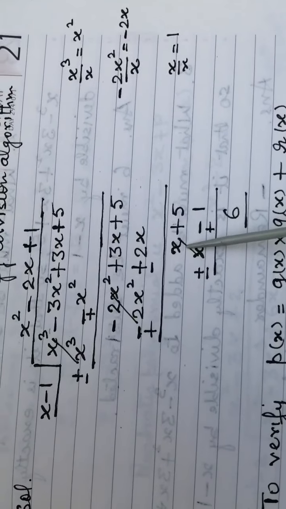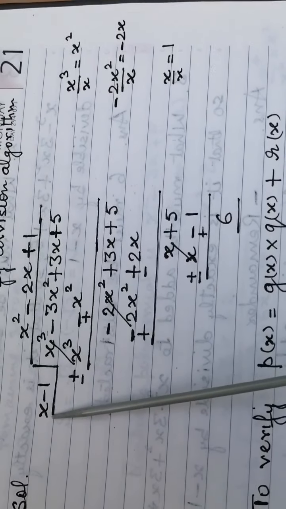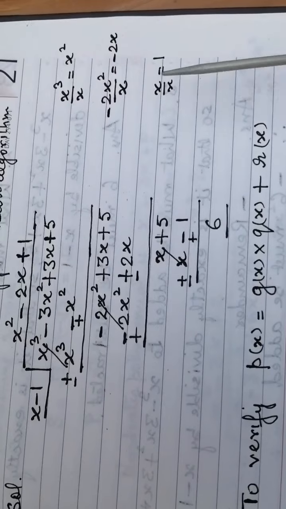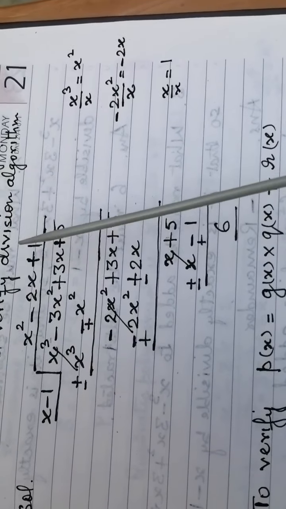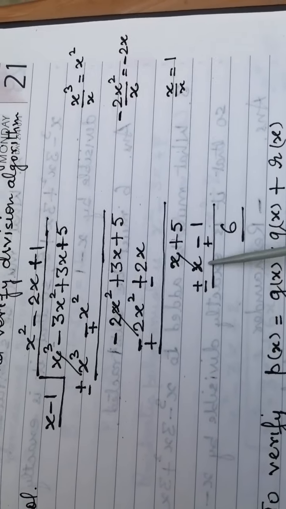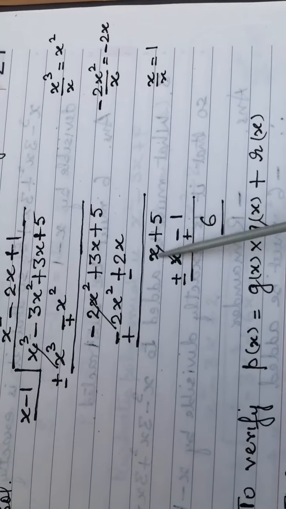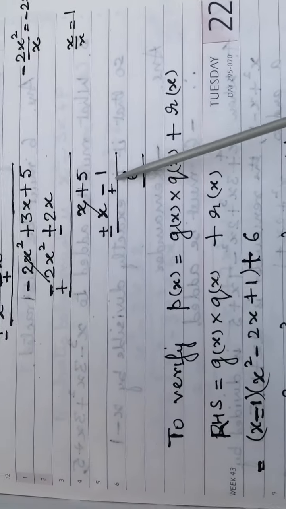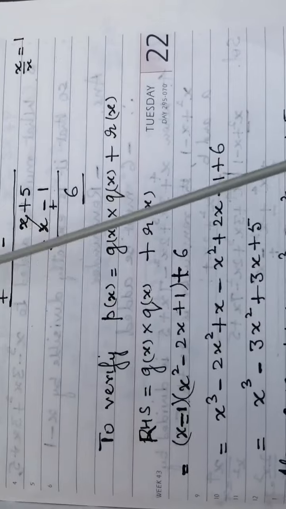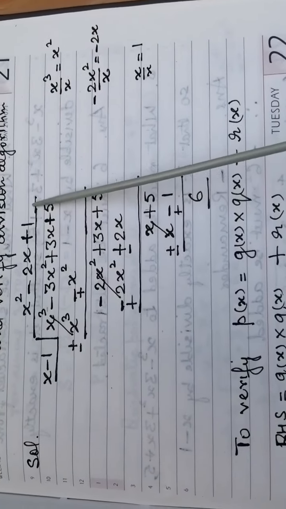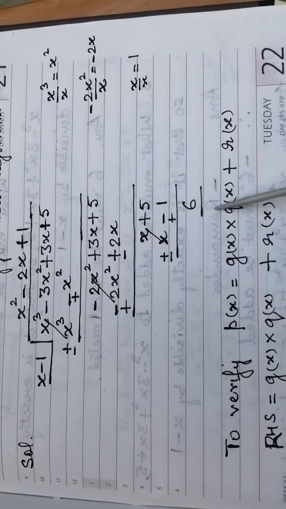Now again what is the first term? X upon this x. So x over x is 1, so that means here I will have 1. So multiply both by 1, so here you get x minus 1. Change the signs, x gets cancelled. So 5 plus 1 is 6. So the quotient is x square minus 2x plus 1 and the remainder is 6.